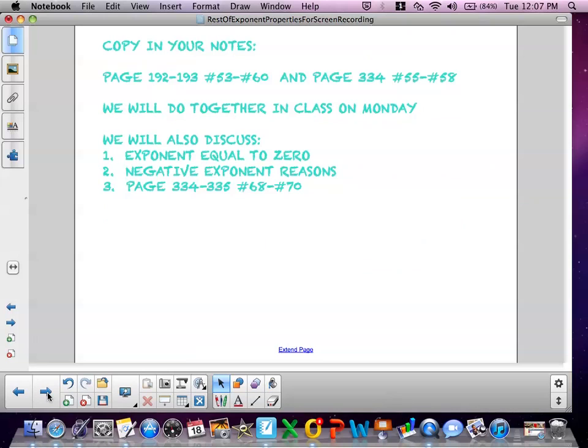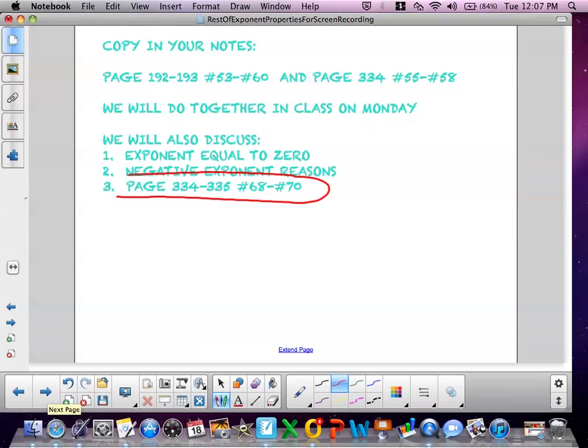Here are some problems that we will do in class together, but I would like for you to at least copy the problems in your notes. These are the higher level problems or the more multi-step problems. We also will discuss what happens when the exponent is 0. We will discuss reasons for the negative exponent, and we have one more problem set to do. These are some on page 334 and 335, a property that I would like to make you all aware of as well.